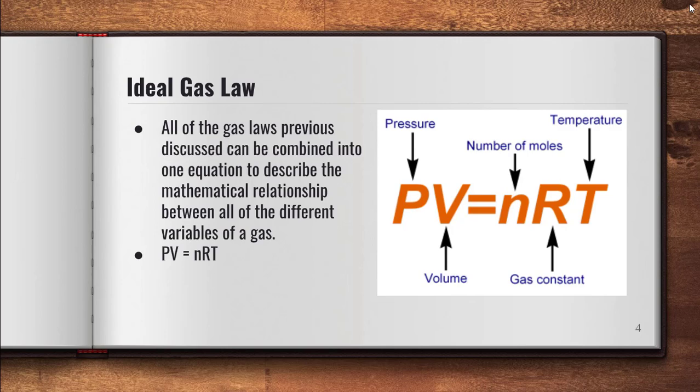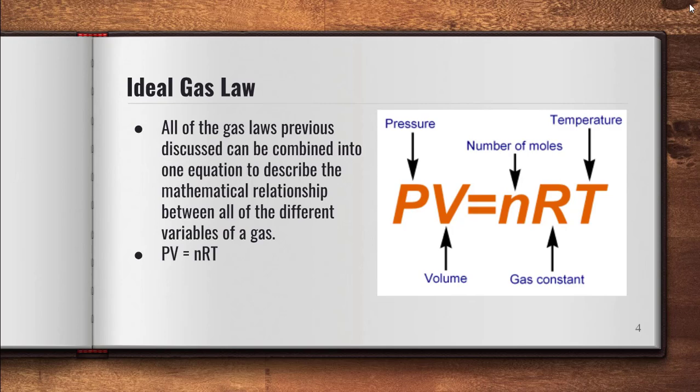And this equation is P times V equals N times R times T. Now P is representative of pressure, V is volume, N is the number of moles, T is temperature, and R is what's known as the gas constant. That's a constant value that will always be given to you. So you'll always use the same gas constant.